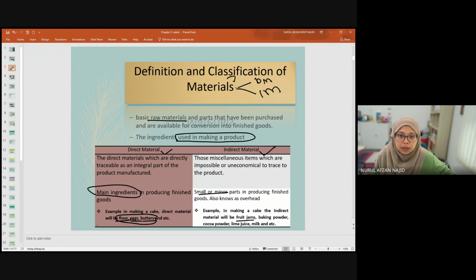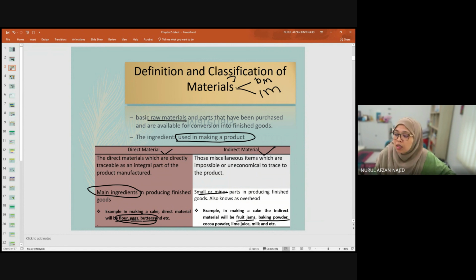Okay, pineapple ke, strawberry ke and so on. Dia akan rasa macam original cake, macam tu. And another one is baking powder. Ada some of the cake tak perlu pun baking powder. Tapi some of the cake dia perlukan baking powder sebab dia nak bagi dia gebu. Macam tu lah. Something like that.